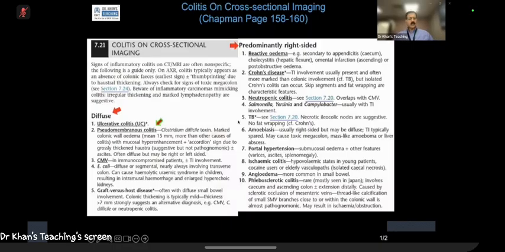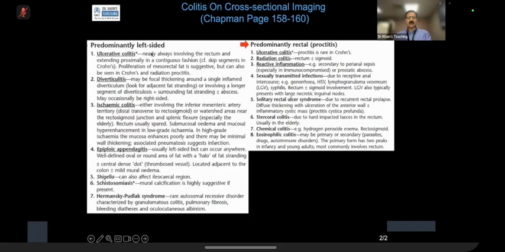That is it. Now, the key concept to remember is, this is what I was asking: what is your differential diagnosis? The key concept to remember is which part of the colon is involved. If diffuse involvement is there, pancolitis, then the differential diagnosis is as we have already considered. When predominantly right-sided, this is the differential diagnosis. And then predominantly left-sided, the differential diagnosis changes.